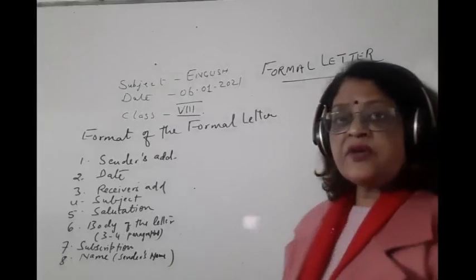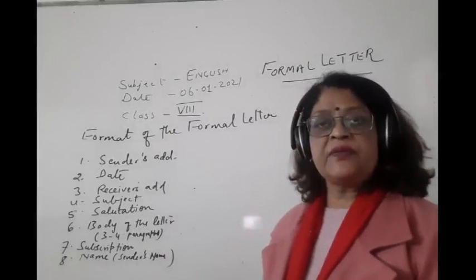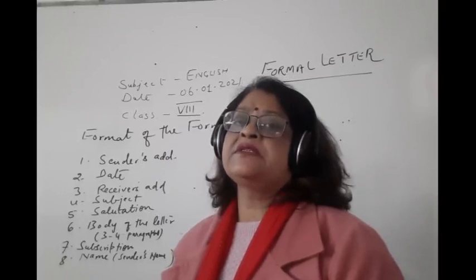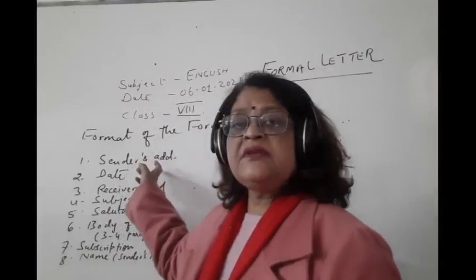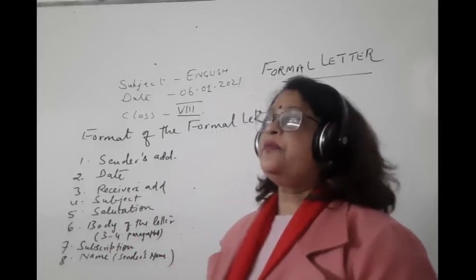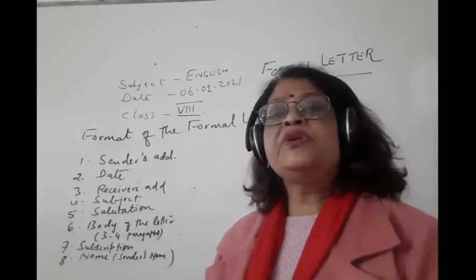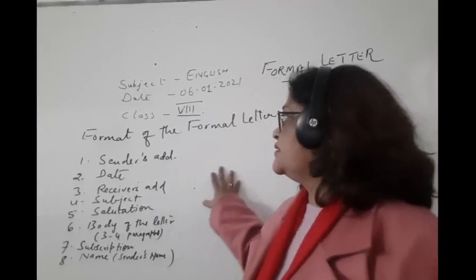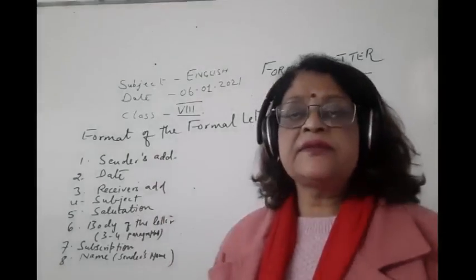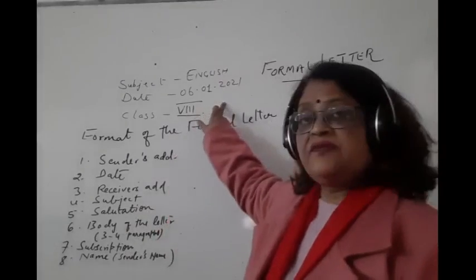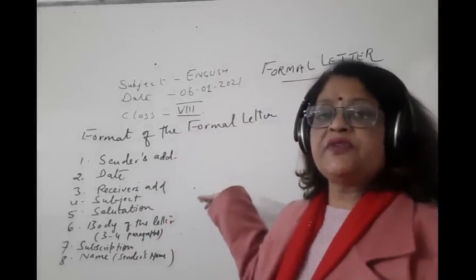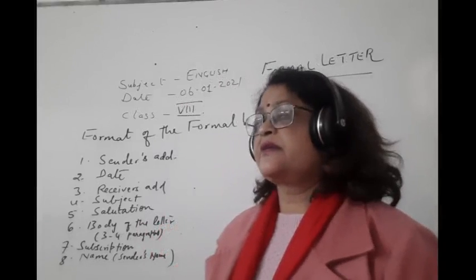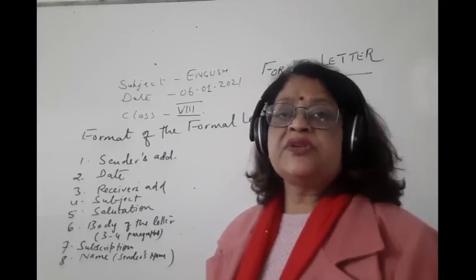So children, this is the format of the formal letter; we have to write 8 points. Now I will explain all the points individually, but before that you try to understand. First of all, in the format, the first thing is sender's address. Sender's address means, children, the person who is writing the letter. And then you have to write the date. You don't have to write the date like what I've written here; I will tell you how to write the date, which we have already discussed earlier. Then receiver's address, that means the person to whom you are sending the letter.